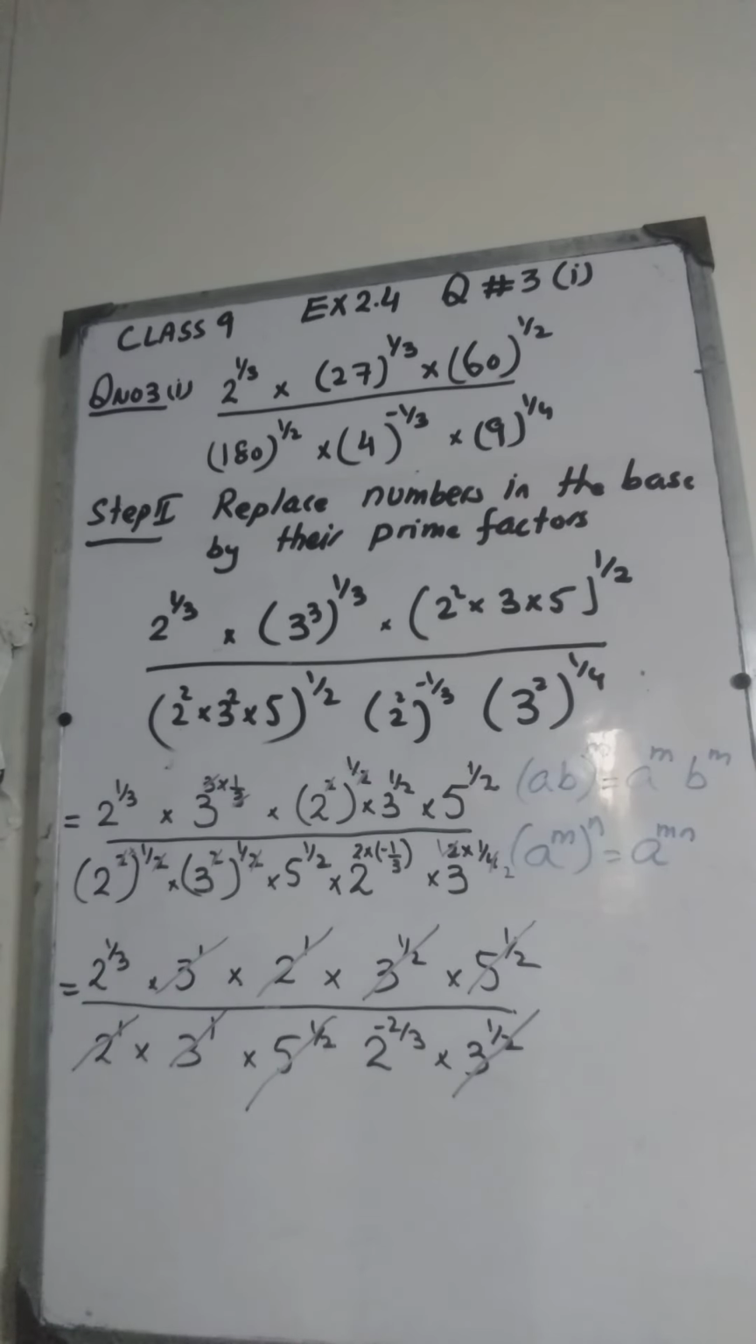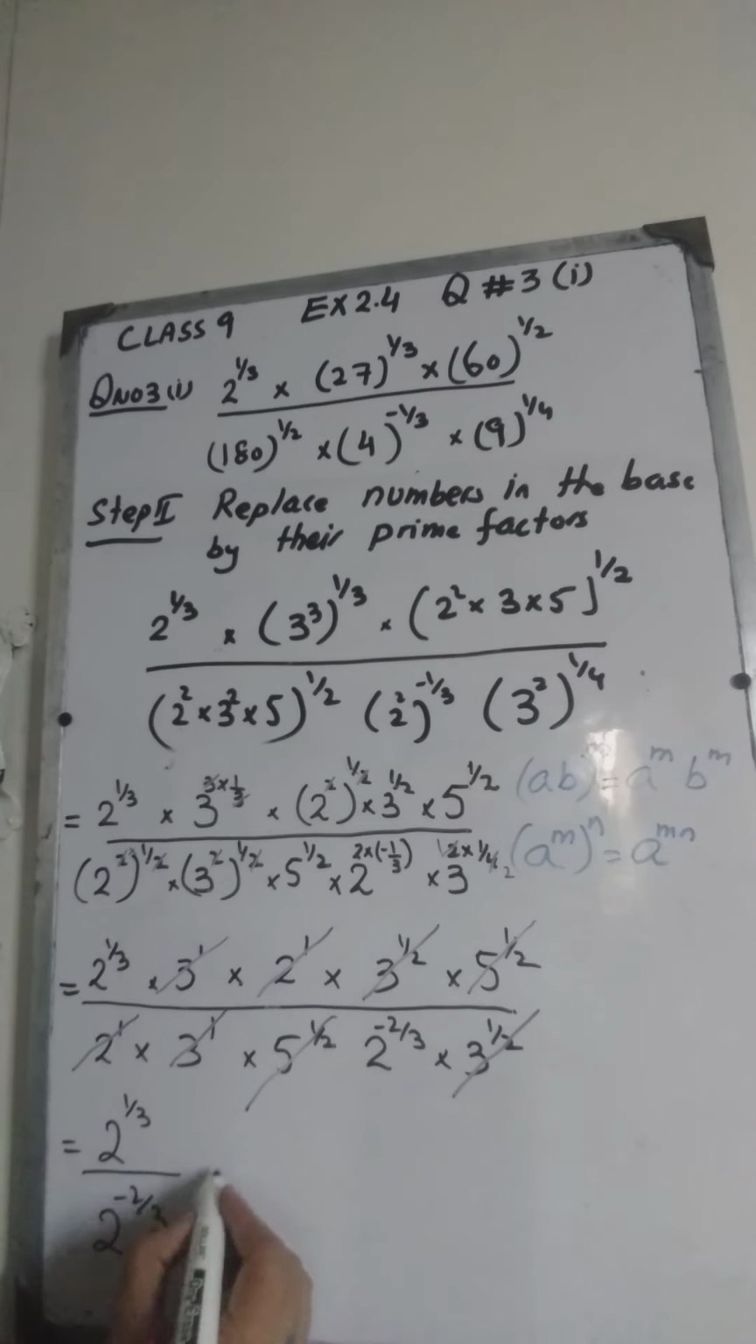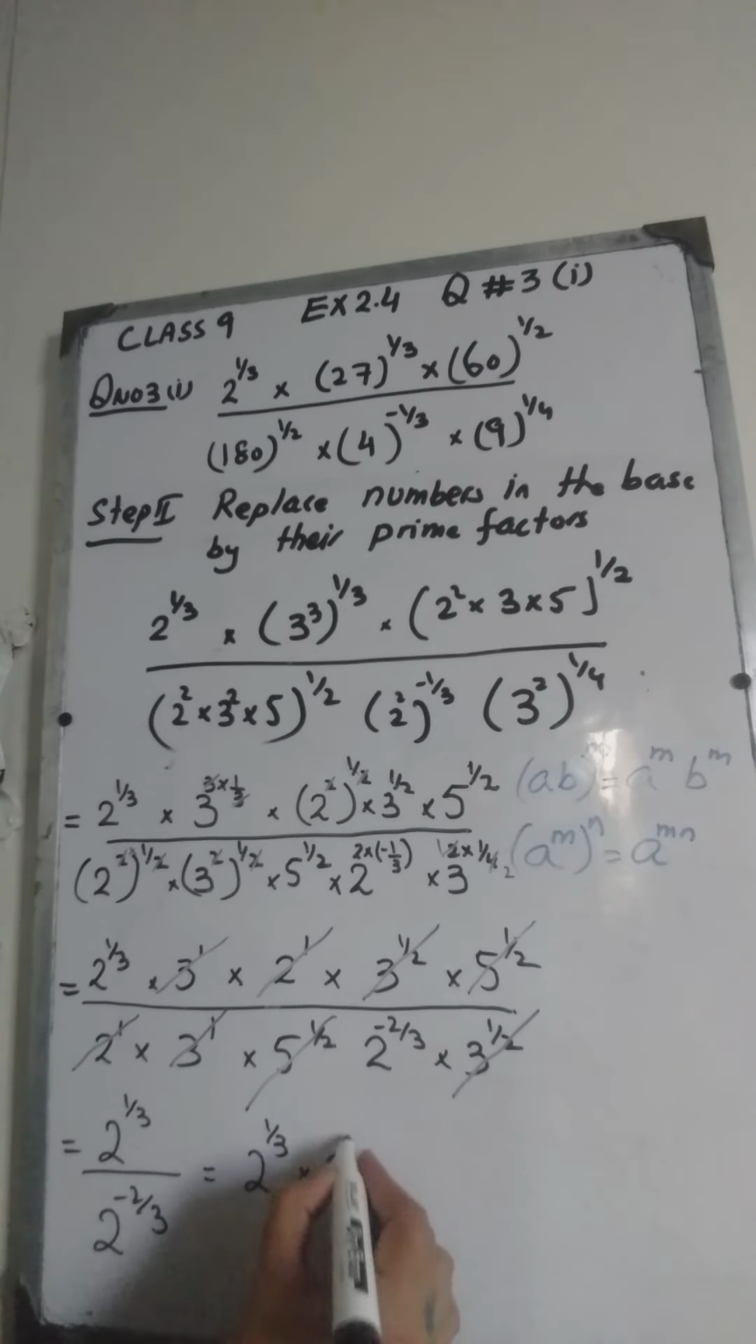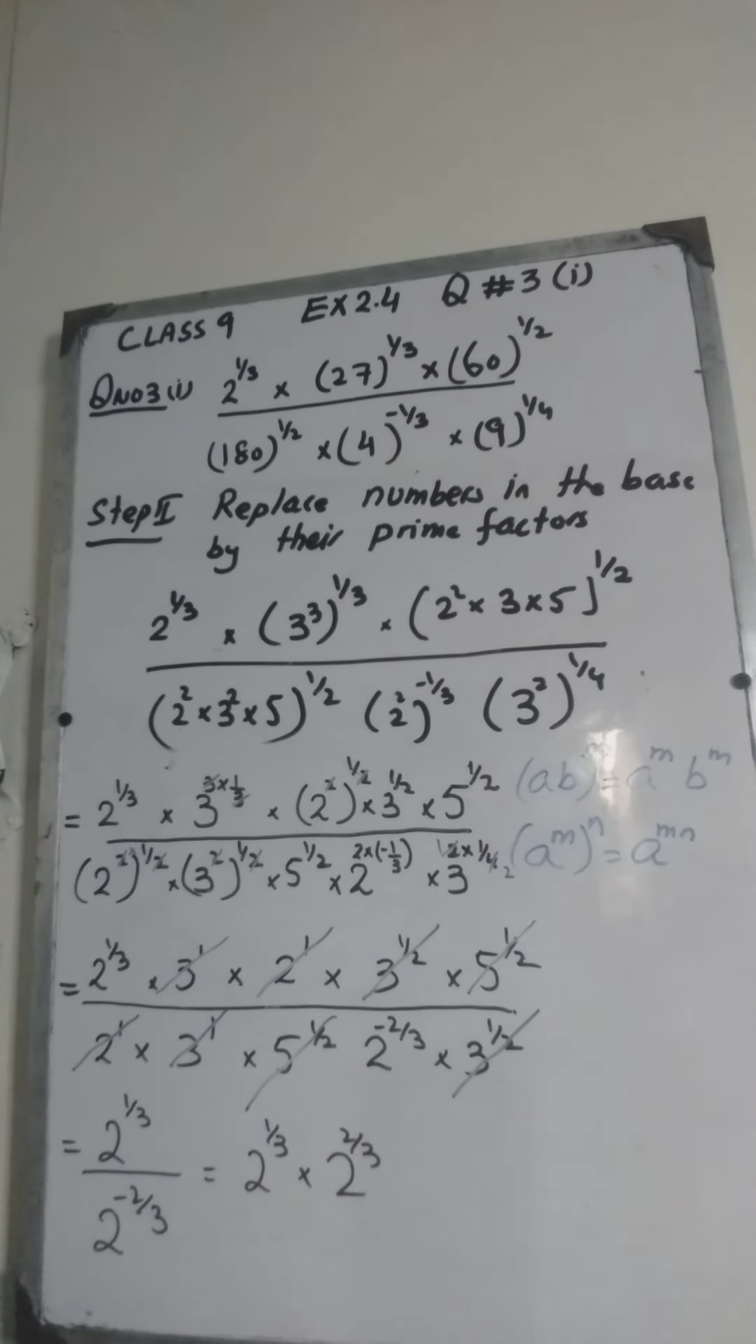So what we are left with is 2 raised to a power 1 by 3 over 2 raised to a power negative 2 by 3, and all other numbers are cancelled out. So here we are going to shift this number into the numerator to make it positive, and then we are going to apply the other law to add them.